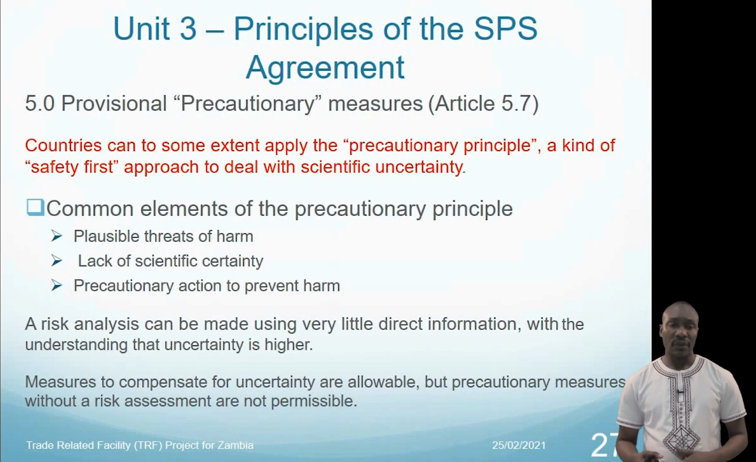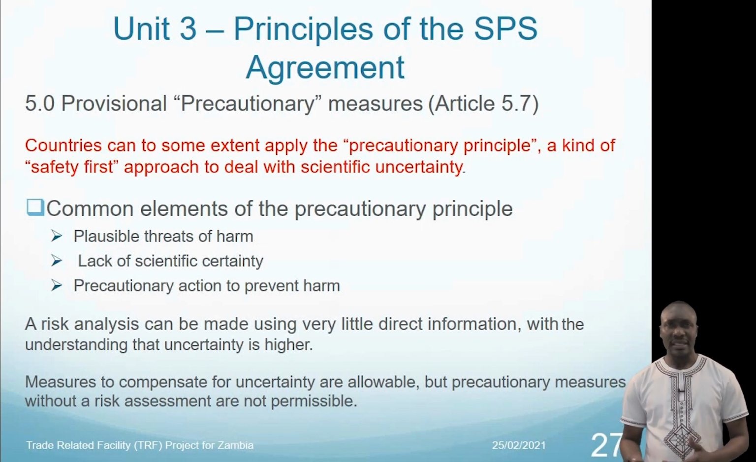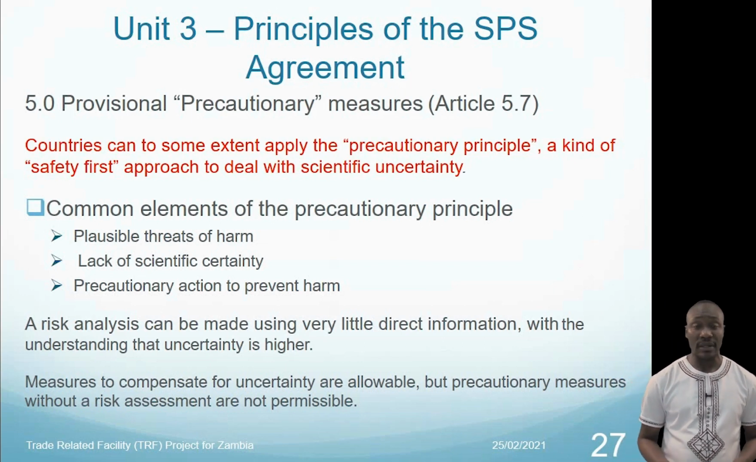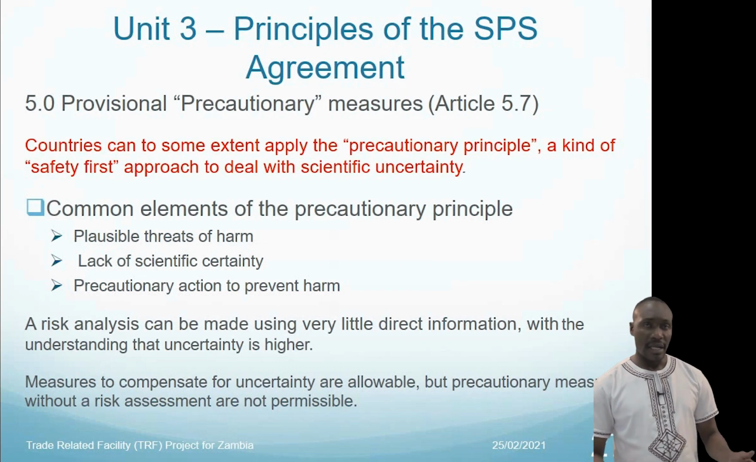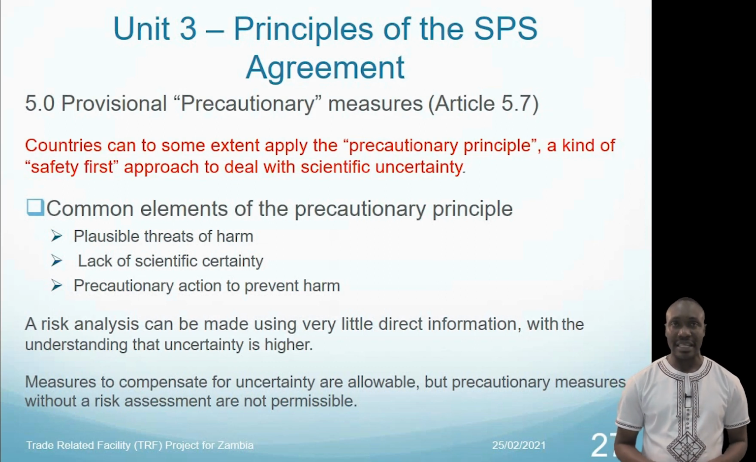Okay, so the measures to compensate for the uncertainty can be allowed, but the measures without a risk assessment are not permissible. So, what will be done is just a small assessment, but it should not be arbitrary. You can't just say, okay, there's this in there, and so we don't want it. We need to do some assessment of some kind, even in the midst of a huge uncertainty from the science point.